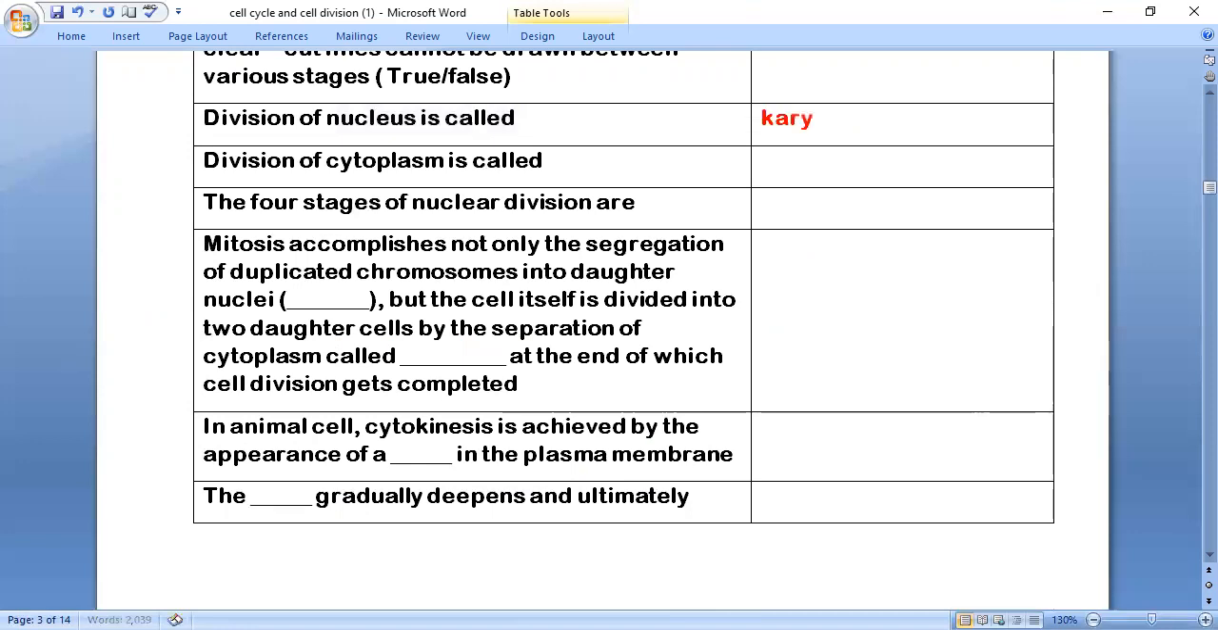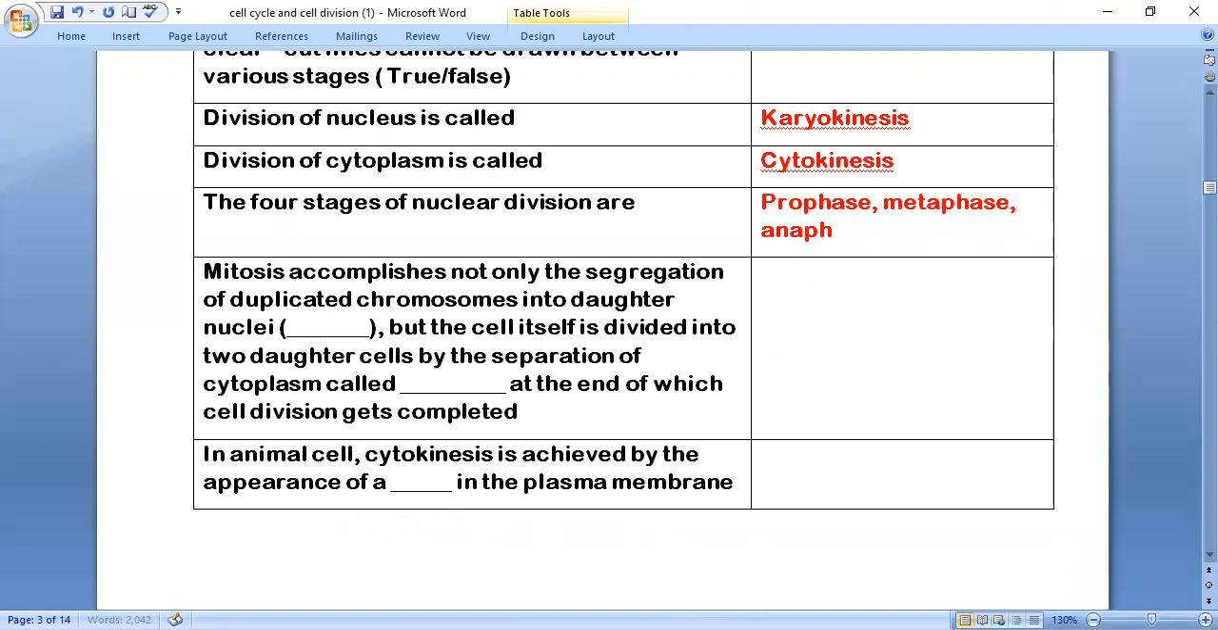Division of the nucleus is called karyokinesis. Division of the cytoplasm is called cytokinesis. The four stages of nuclear division are prophase, metaphase, anaphase, telophase. Mitosis accomplishes not only the segregation of duplicated chromosomes into daughter nuclei, that is karyokinesis, but the cell itself is divided into two daughter cells by the separation of cytoplasm called cytokinesis, at the end of which cell division gets completed.